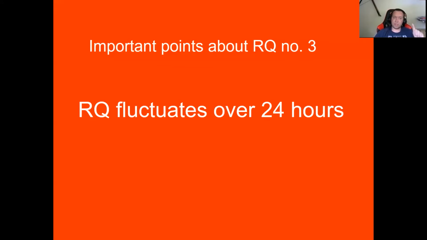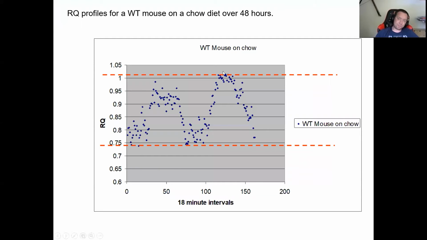And this is the critical point. RQ fluctuates over 24 hours. We've seen that in a previous slide. It does not run at the food quotient of the diet the whole time. So we can range from 70% lipid utilization on the same diet to, in this case, RQ values over 1. And so these RQ values over 1 are like pure carbohydrate oxidation plus a significant component of DNL, which has this RQ of 5, which is driving our respiratory quotient above 1.